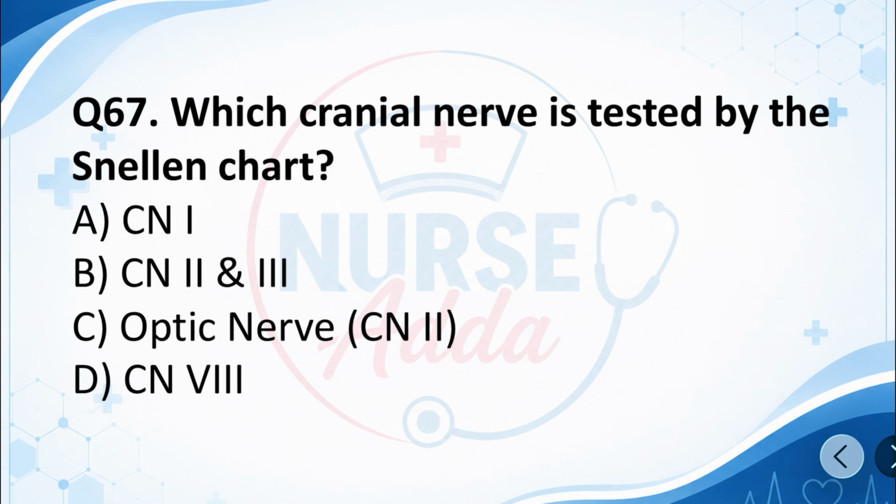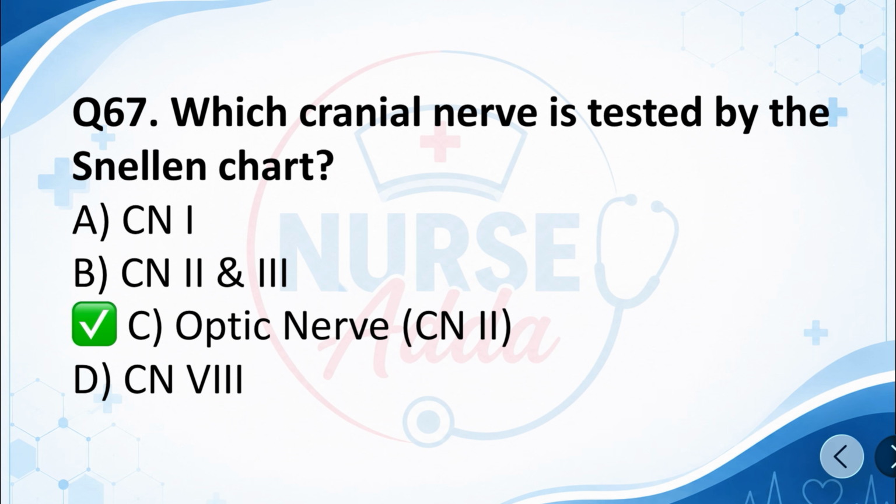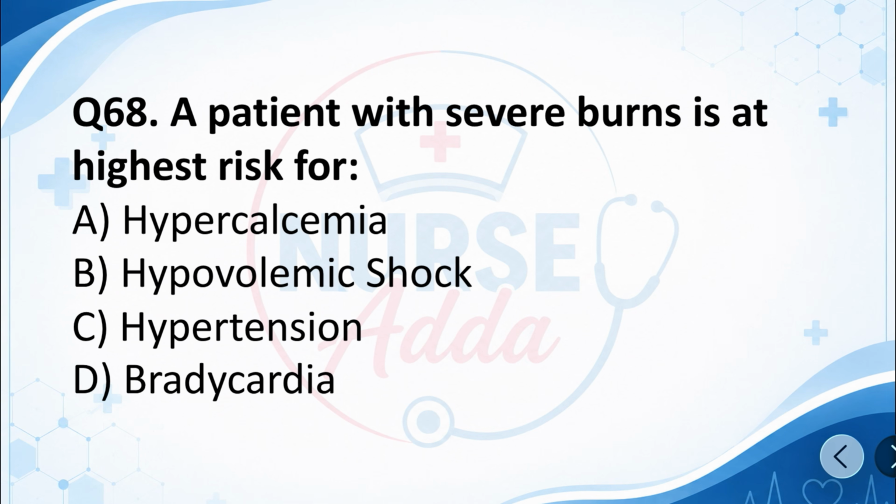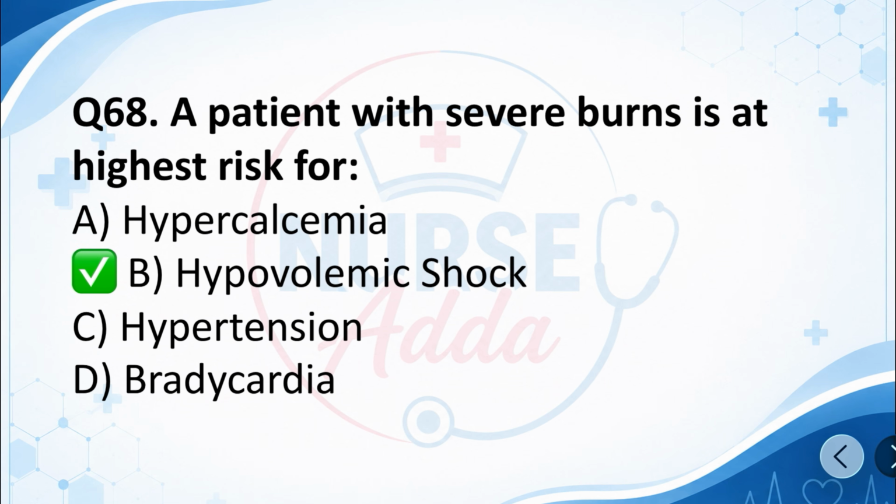Next one, which cranial nerve is tested by the Snellen chart? The right answer is option C, optic nerve. Next one, a patient with severe burns is at highest risk for. The right answer is option B, hypovolemic shock.